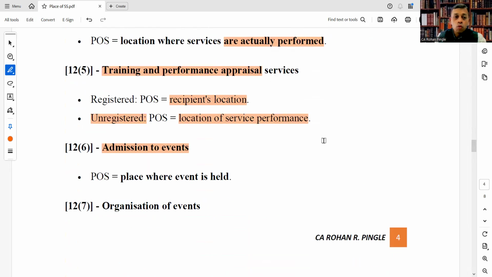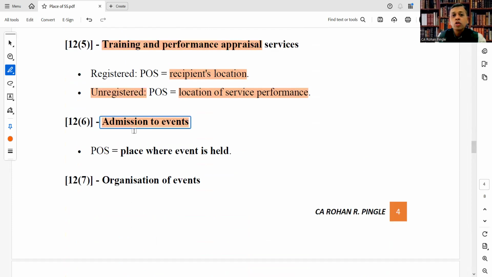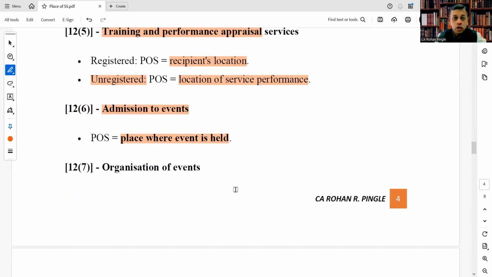Okay, now move on to the next: subsection 6 of section 12 talks about admission to events. The place of supply will be the place where the event is actually held. Wherever the event is actually held, the place of supply will be that location of the event. Simple. Admission to events, place of supply will be the place where the event is actually held. Okay, move on to the next.